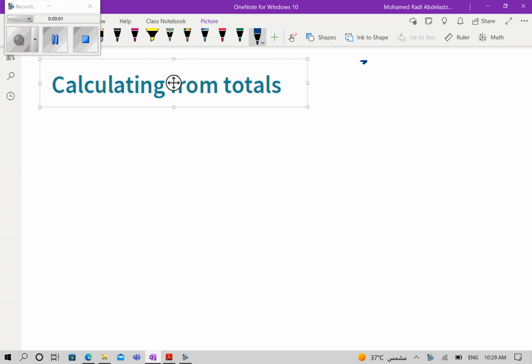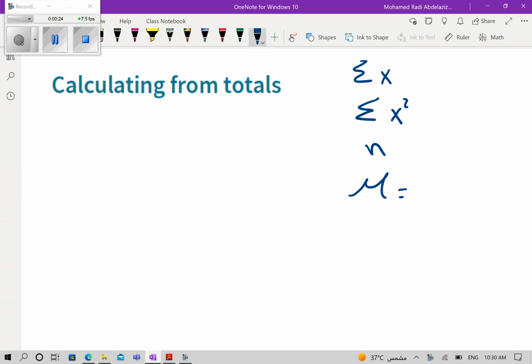Explain how to calculate the sum of x: find the sum of all values. Sometimes we need to get the sum of x squared when we try to calculate the variance. This means square each value, then find their sum. n represents the number of values. How to calculate mu, which represents the mean, or x bar, which is sum x over n.